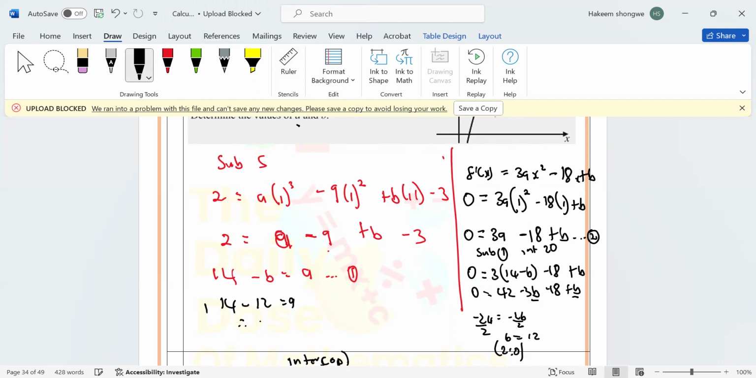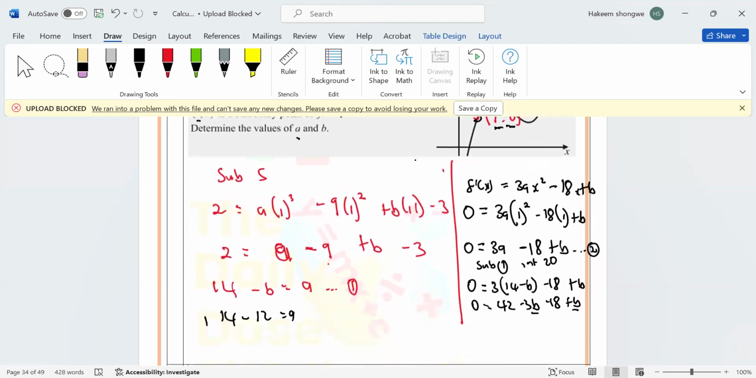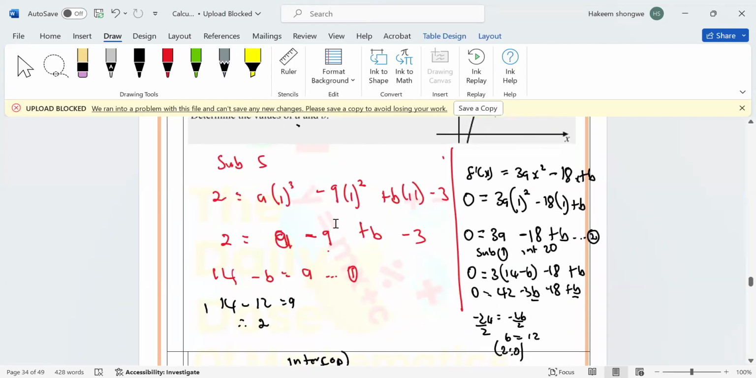What is going to be our a therefore? It's 2. Did they say we should just determine the values of a and b or determine the equation? What did they say? a and b. If they said a and b, we are going to stop here. How do they mark something like this in an examination? It's going to be 1 mark for equation number 1, 1 mark for equation number 2, 1 mark for subbing the equation, 1 mark for b, and then a is also 1 mark. So you have 1, 2, 3, 4, 5.